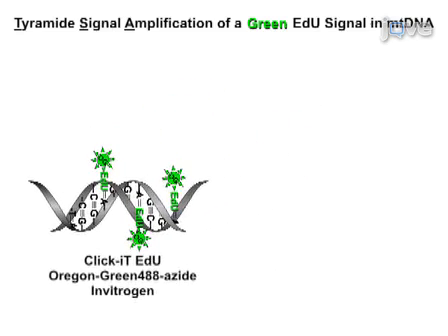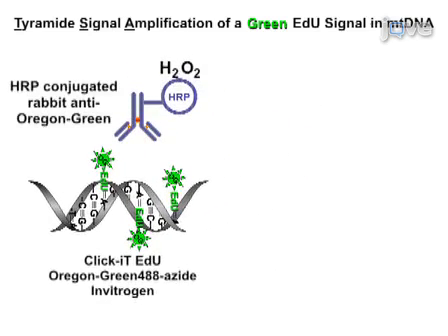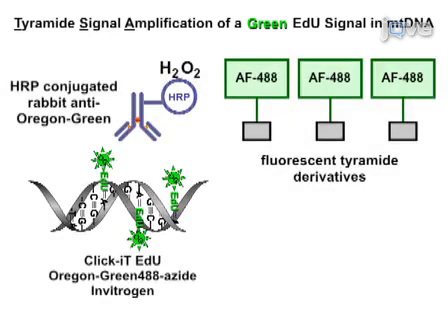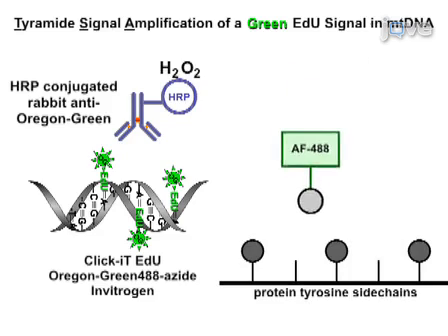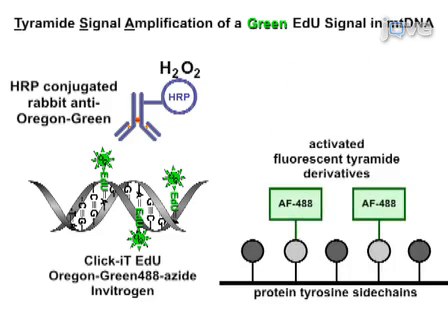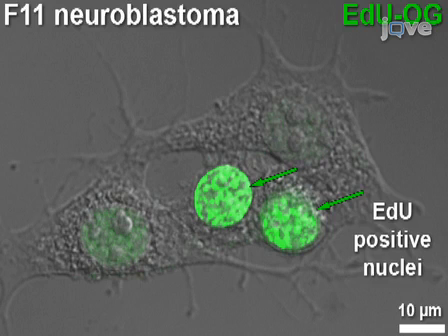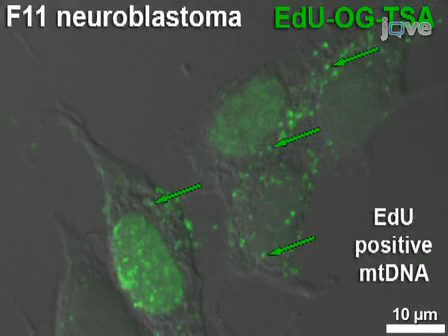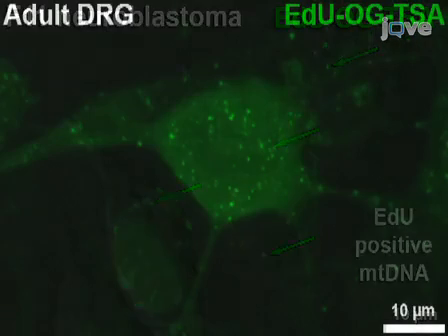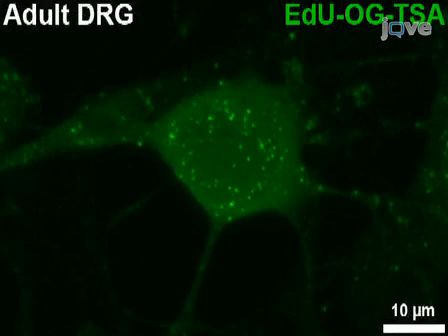The final step of the procedure is to amplify the Oregon green signal with a tyramide signal amplification step in order to visualize the EDU that was incorporated in newly synthesized mtDNA. Ultimately, results can be obtained that show mtDNA replication in specific subcellular compartments of neurons through the combination of click-it EDU chemistry and subsequent tyramide signal amplification.